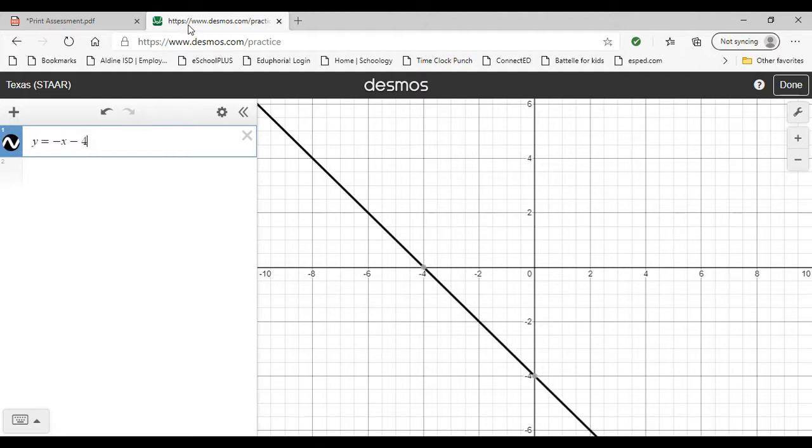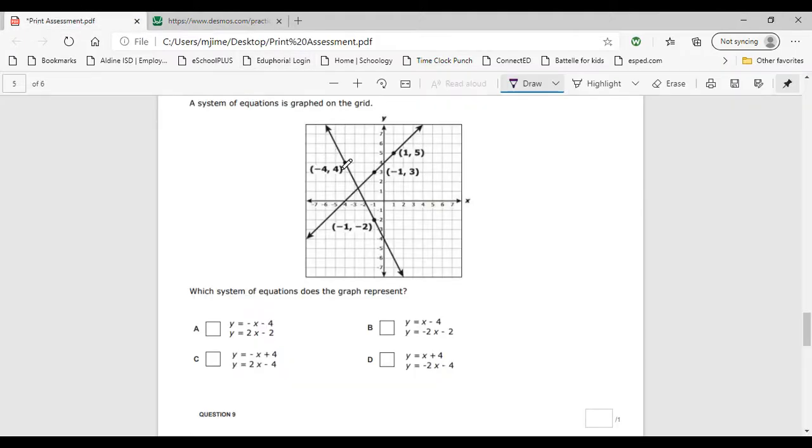Negative x minus 4. Okay, and we will see it. Negative 4. No. Here's a negative 4, but this is a positive 4, so that won't work out. So that's what you're going to do. Type in the first equation, see if you can match it to one of these lines. If you can, then type in the second equation, see if it matches the second equation.